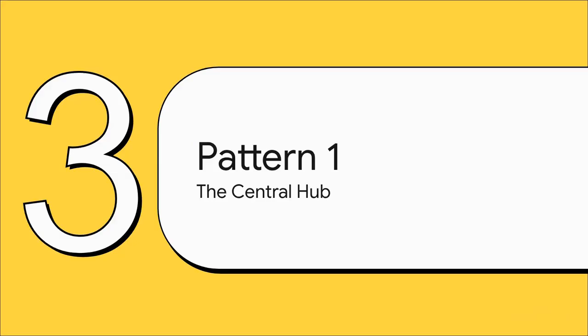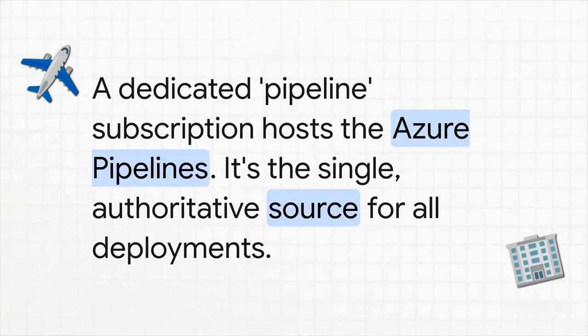Let's dig into the first option, and I'll be honest, this is my personal favorite for any serious enterprise environment. We're talking about the central hub model. The idea here is you create a dedicated pipeline subscription. Now, this subscription doesn't host your apps or anything like that. Its only job is to host the Azure pipelines that deploy your apps to the other subscriptions. It becomes the single, authoritative, one-stop shop for every single deployment.